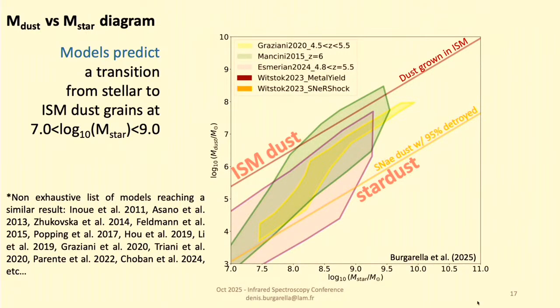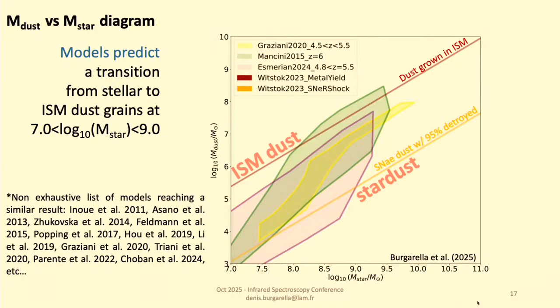So I put here three models, Graziani, Mancini, Esmerian, in this redshift range. Well, redshift is changed a bit. And now you see the transition from here to here. I just plot three models, but you have a whole series of models that show exactly the same thing. Of course, you have differences because you have different input parameters, but you have a transition from here to here in approximately the same stellar mass range. But again, it's not the leading one.